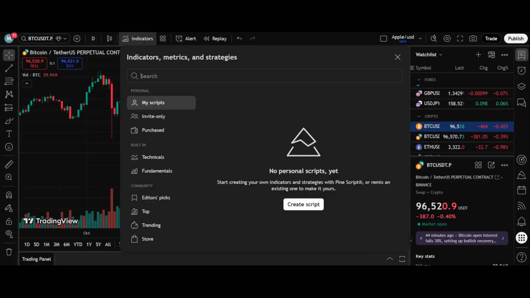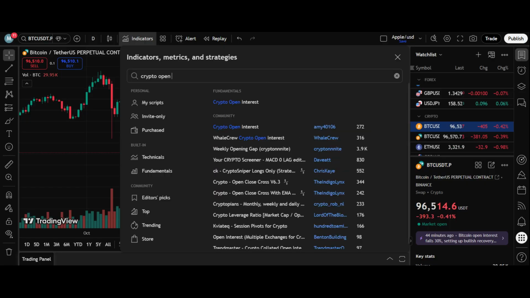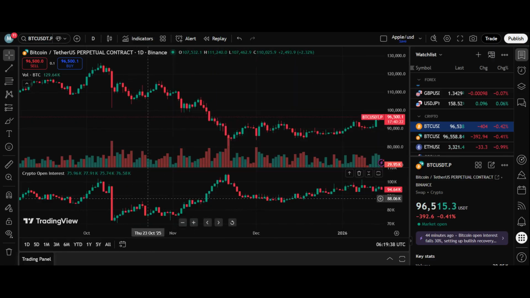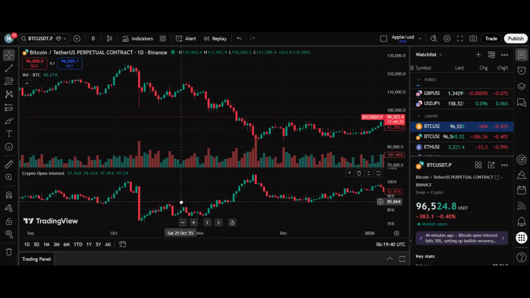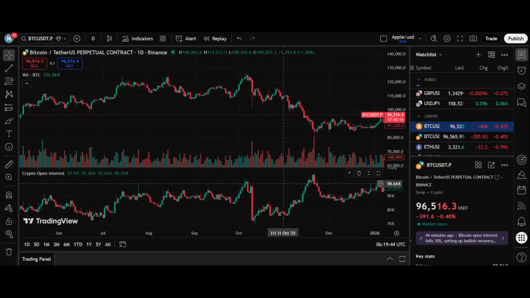This will open the Indicators search panel where you can find thousands of technical analysis tools. In the search bar, type Crypto Open Interest and press Enter. You'll see several results appear. Look for the official Crypto Open Interest indicator and click on it to add it to your chart. The indicator will now appear below your price chart in a separate panel. This shows you the open interest data for that specific exchange and chart you're viewing.